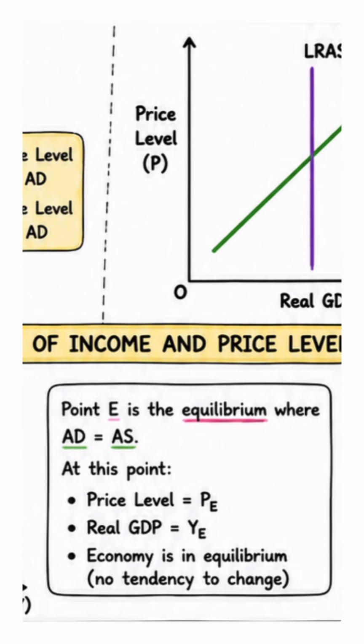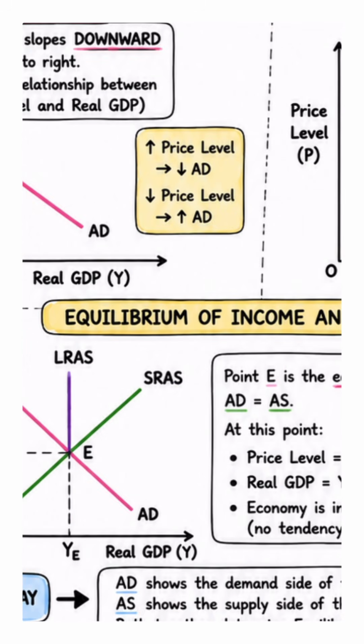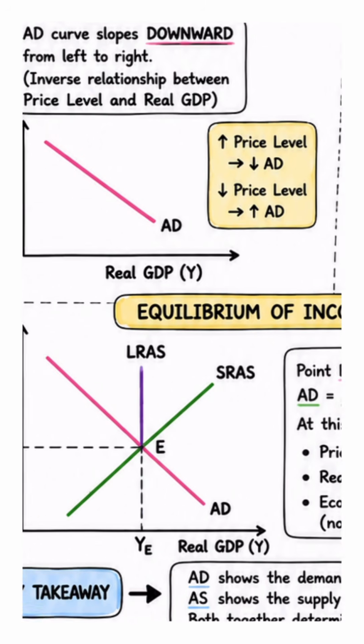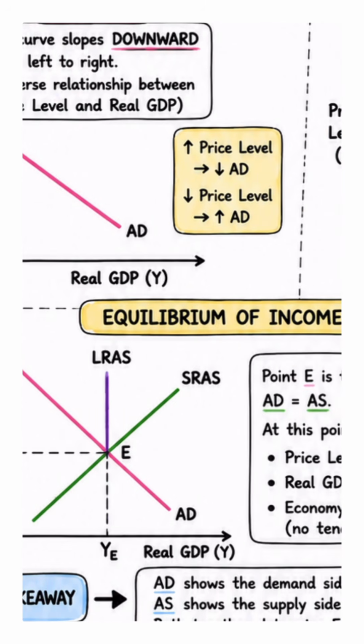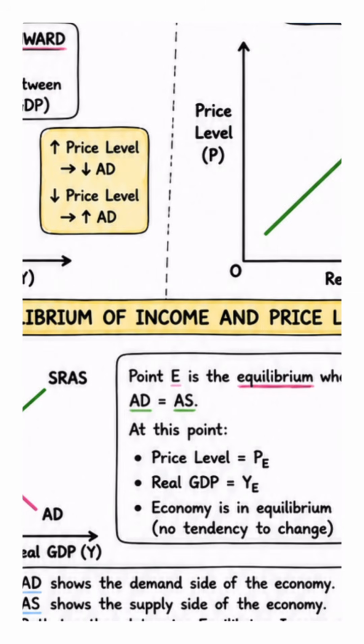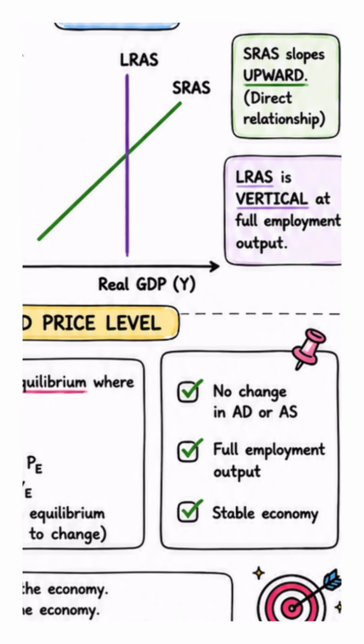We point to E here. At this point, the price level is PE, as shown in the graph, and real GDP equals YE. The economy is in equilibrium, with no tendency to change. There is no change in AD and AS, full employment output, and a stable economy.